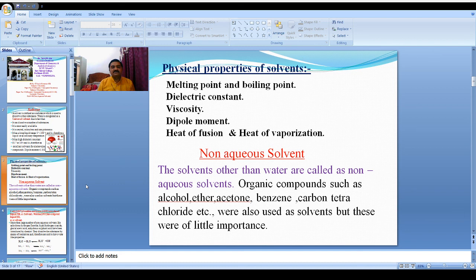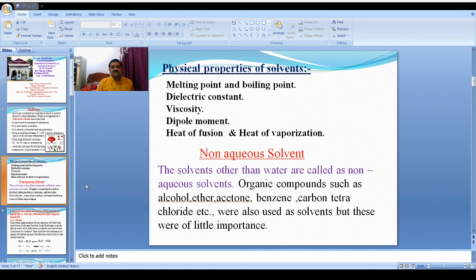Then the third one is viscosity. Viscosity means how viscous the liquid is, its resistance to flow. The fourth one is the dipole moment. The degree of polarity is expressed in terms of the dipole moment. The fifth one is heat of fusion. This is also known as the enthalpy of fusion of the substance, that means the change from solid to liquid at constant pressure. And next is the heat of vaporization. This is called the enthalpy of vaporization. Here the substance changes to the gaseous state.